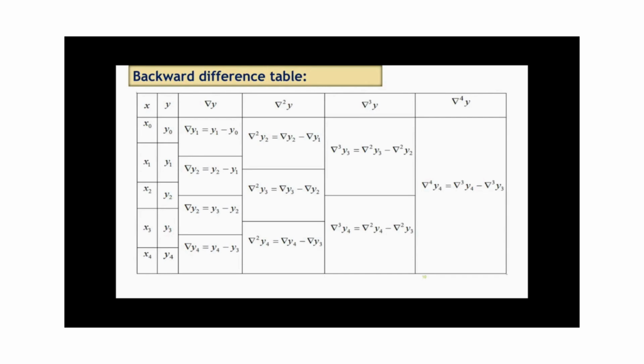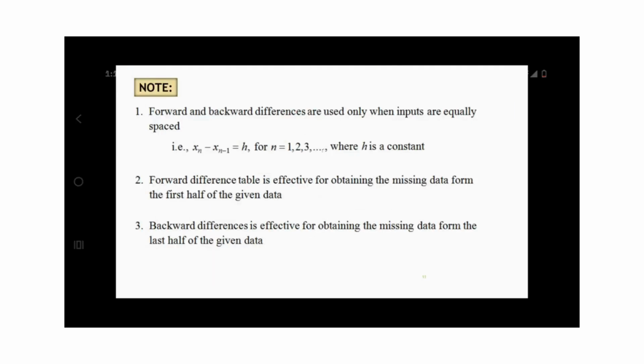So next, let us understand the backward difference table. First, write the given x values and y values. Next, calculate the first backward difference by subtracting two consecutive y values. For example, del y1 equal to y1 minus y0. Then del y2 equal to y2 minus y1. Then del y3 equal to y3 minus y2 and del y4 equal to y4 minus y3. Then calculate the second, third and fourth backward differences in the same way by subtracting consecutive values.